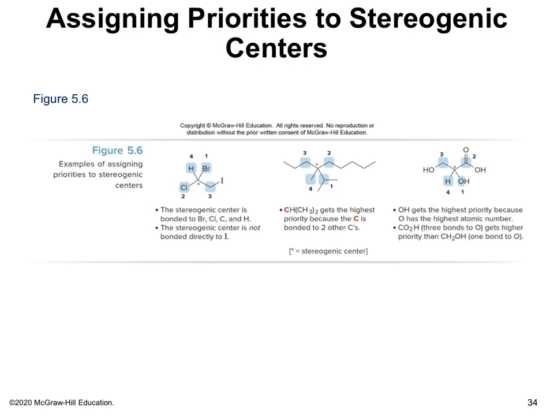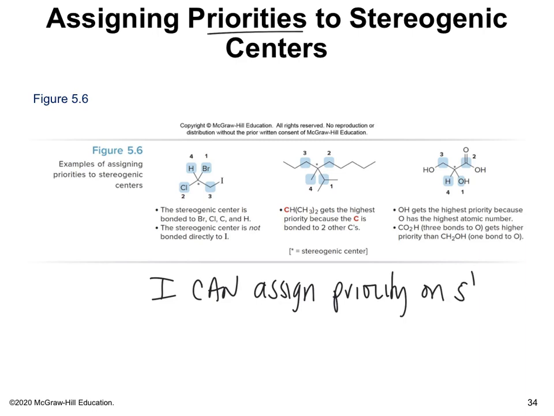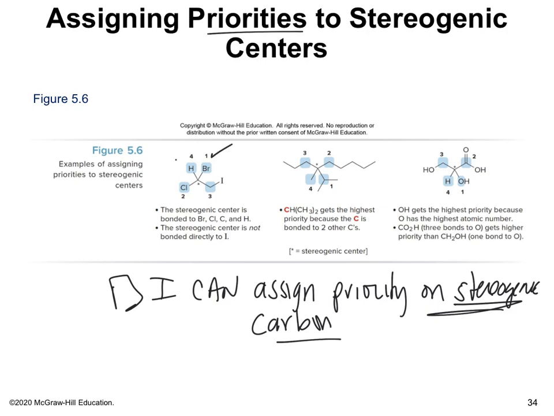All right, and so let's look at some of these. So they find that the stereogenic assigning priorities. So you need to be able to say, I can assign priorities on a stereogenic carbon, because you will be just given questions on that. So not only do you need to be able to locate a stereogenic carbon, you need to be able to assign priorities. So here bromine is number 1, H is number 4, and you got chlorine would be 2, and then carbon would be 3.